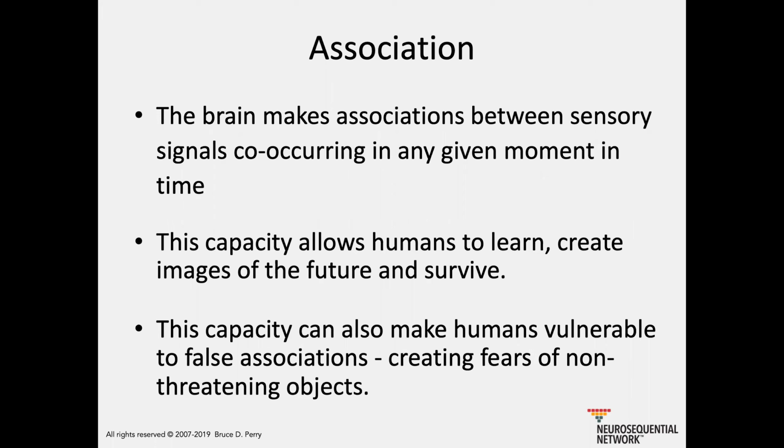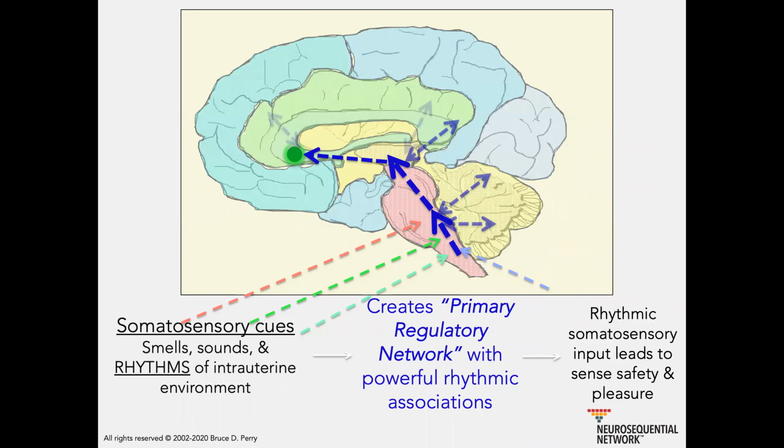Now, the reason I'm talking about that is that one of the most important things that happens to all of us when we are in utero, when our little fetal brain is organizing and our fetal body's growing, is that one of the most important associations that we ever make takes place when all of the somatosensory cues, the input from the outside of the world, and input from the inside of the little fetal body meet in lower parts of the brain where these core regulatory networks are organizing.